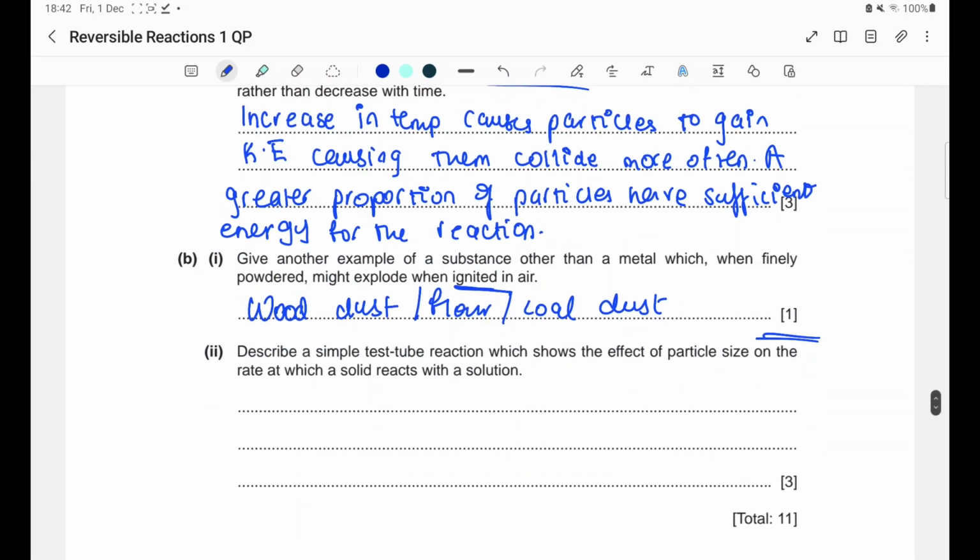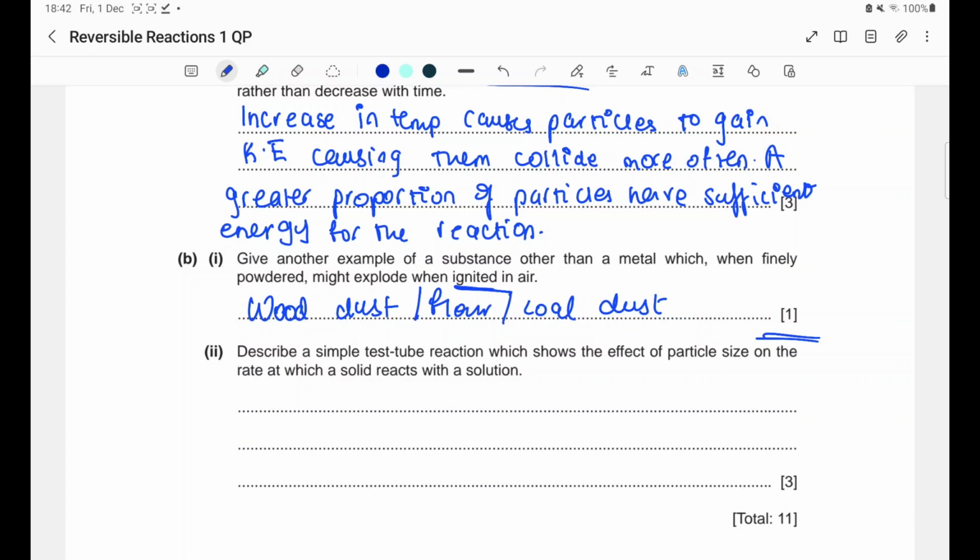Describe a simple test tube reaction which shows the effect of particle size on the rate of reaction at which a solid reacts with a solution. I have done a video on the experiments regarding the reaction rate. So if you have a good knowledge of that, you can easily come up with something over here.